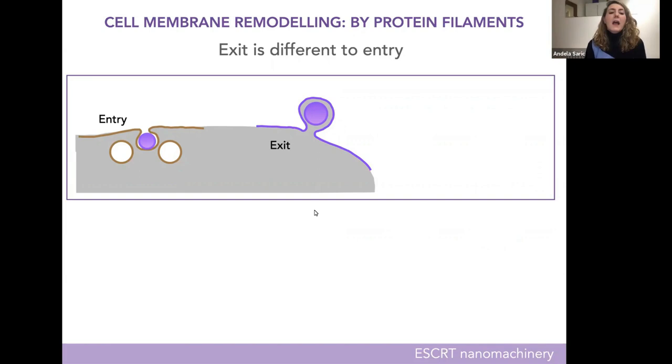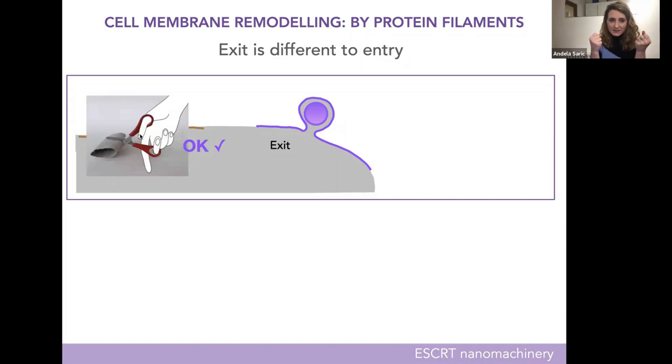And given that all the machinery needs to be on the inside, so the cytoplasm is here in gray, to take up material from outside in, the cell needs to cut the membrane neck from the outside of the neck. And you can imagine a pair of nano scissors that would squish the membrane neck from the outside. But then to push something from inside out, given that the machine is still on the inside, it needs to cut the membrane neck from the inside. And it's difficult to imagine a pair of scissors that will cut the neck from inside without getting in the way of scission.